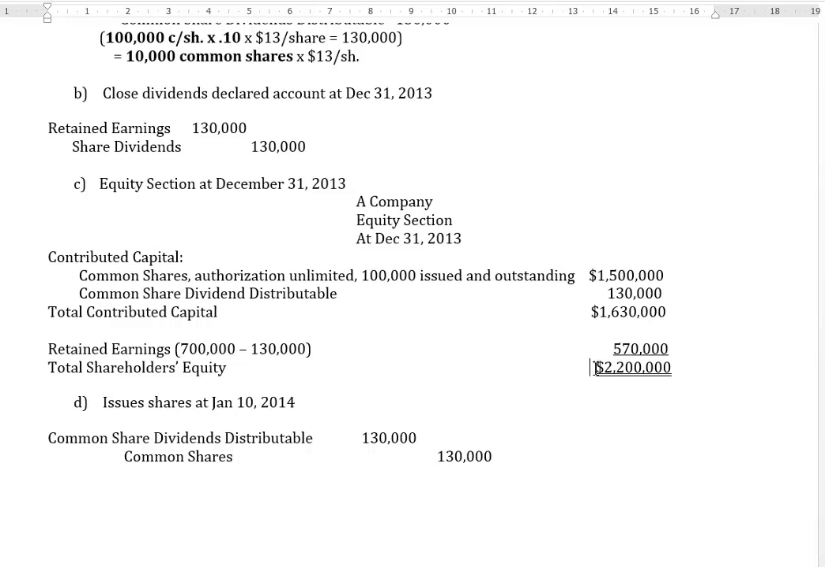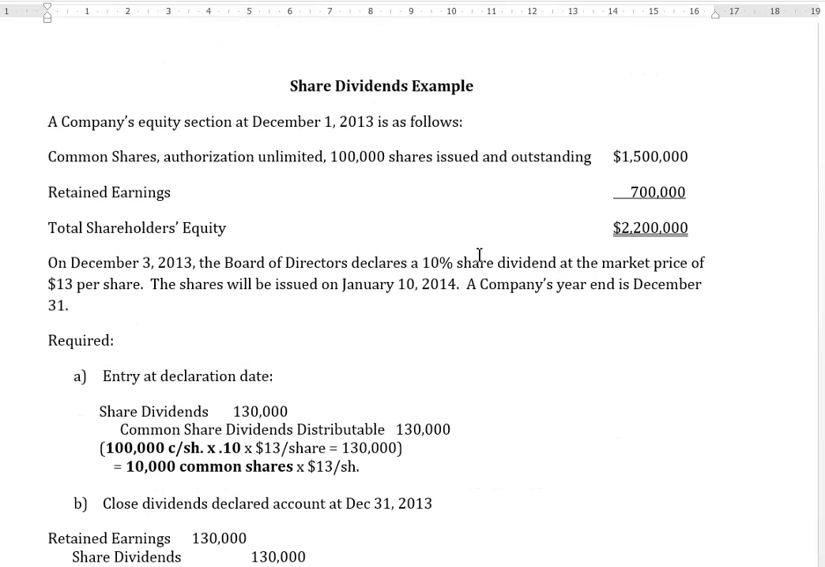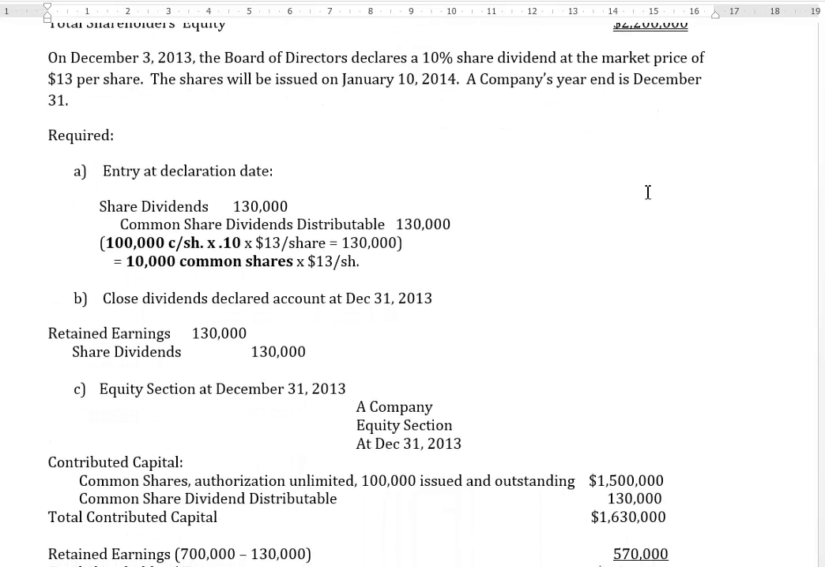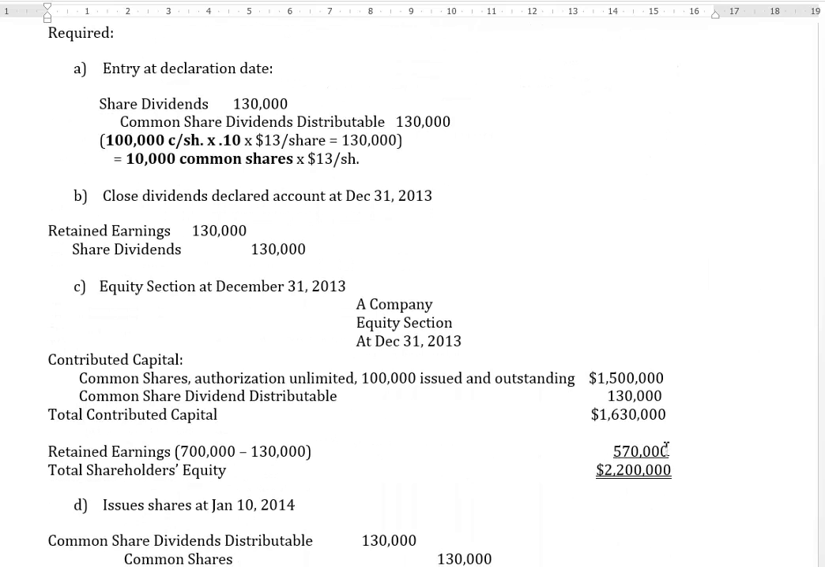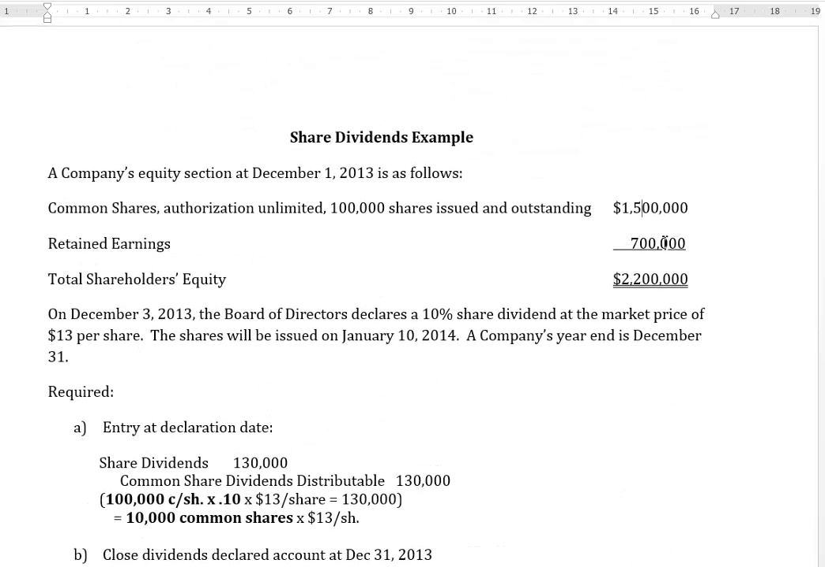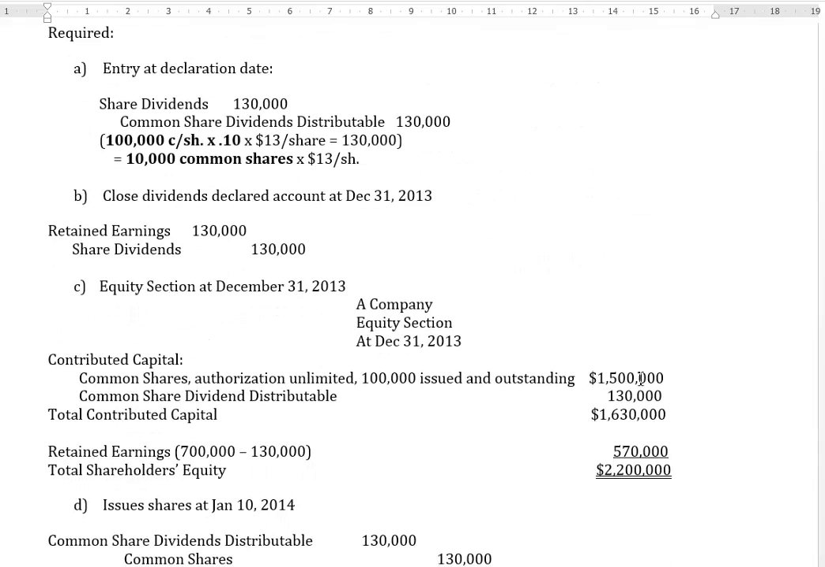Note what it did do. If you compare the equity section at December 31st, 2013 to what it was up here at December 1st, it is different, account by account. But now what do you notice? The retained earnings here is $130,000 less than when you started, and the common share account, which was $1.5 million, is still the same, but don't forget we added $130,000 here for the common share dividend distributable account, which is the new account we included here. So that's why your total shareholders' equity doesn't change.